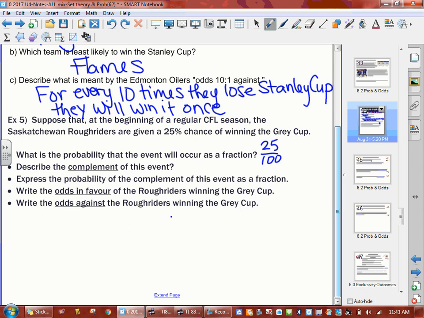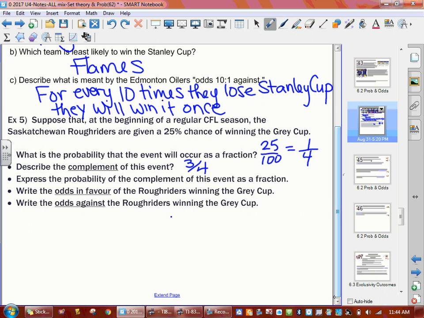What would be the complement? 3 out of 4. Because what do the two top numbers have to add to? 4. They have to add to the bottom. That's how you find the complement, you guys. The two top numbers have to add together to give you the bottom. Okay, that's how you find the complement. So if this top number was a 7 out of 10, the complement would be 3 out of 10. Okay?